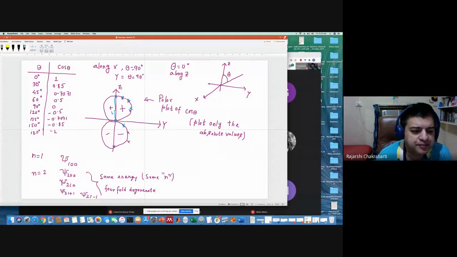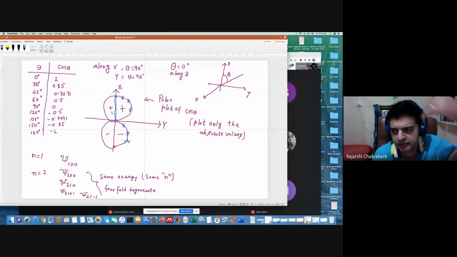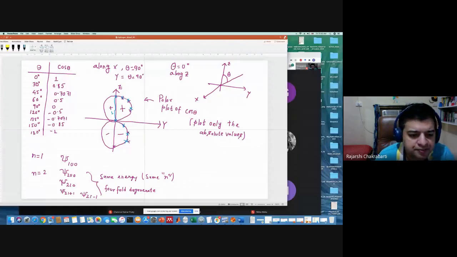Next one would be what? 135, minus 0.70 something. So I should not take the minus sign. I should take the plus sign. Should be here. And then the next one would be minus 0.85, but I take only 0.85. And the 180, which is in the negative direction of the z-axis, the value is minus 1, but I take only the magnitude, which is 1. So this magnitude is also 1. Once I get the points, I connect these points, which I have done.